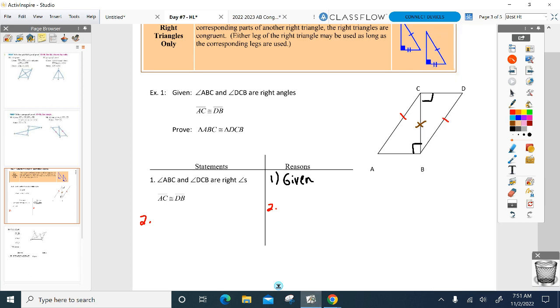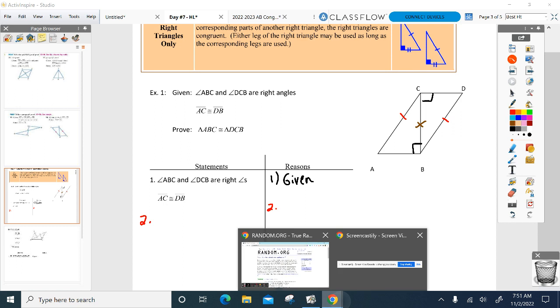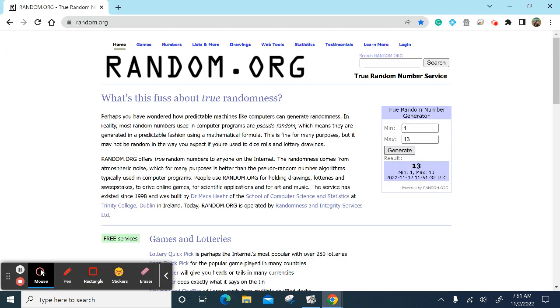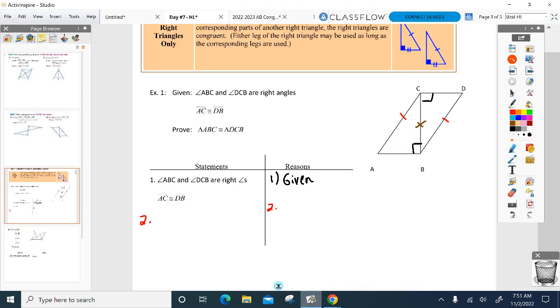So now let's talk about this new method, HL. Are they right triangles? Yes. What are CA and BD? They're across from the right angles. What do we call those sides now? The ones across from the right angles. Hypotenuse. So I don't have to put an S anymore.